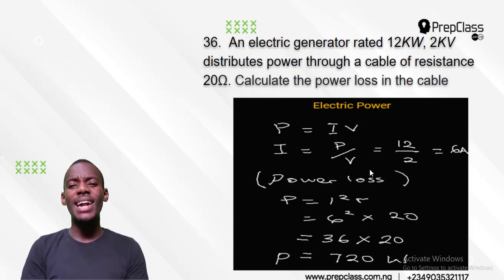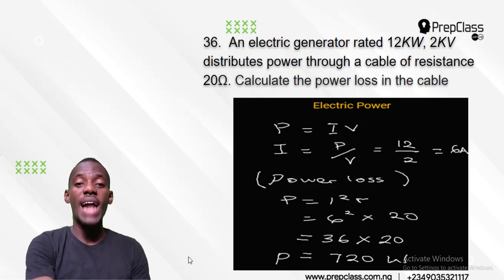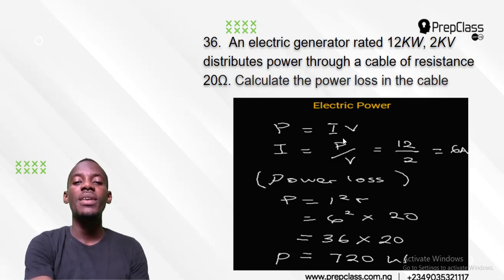Now, the first thing to do in this question is to find the current, because of course we were not given the current. Can you see that in the question there is no mention of current? So the first thing to do is to find the current. Calculate the power loss in the cable. So power is equal to IV, right? Now find the I. I is therefore P over V.